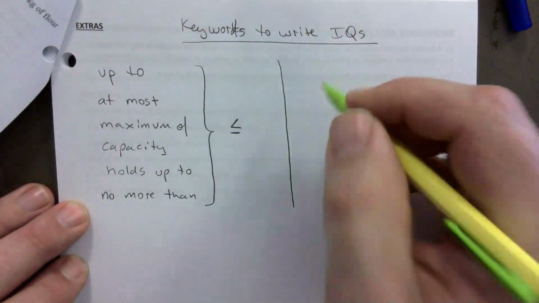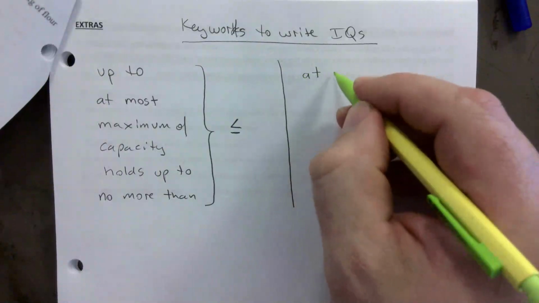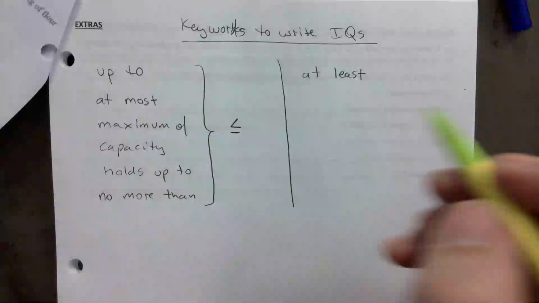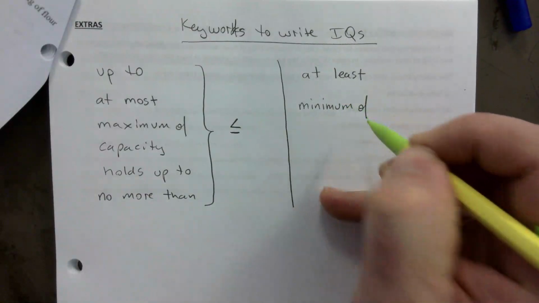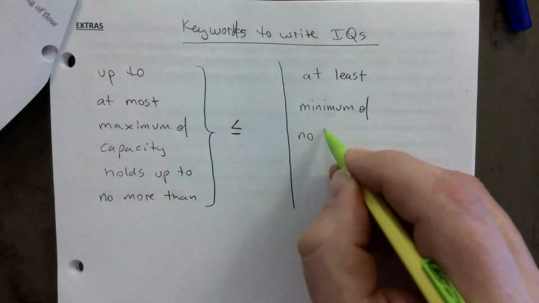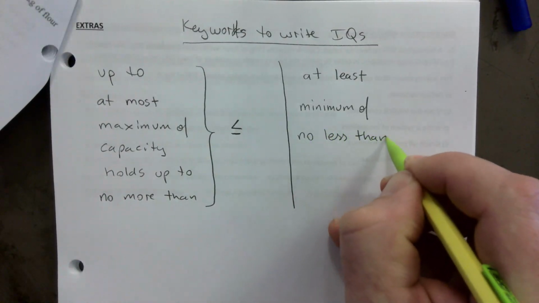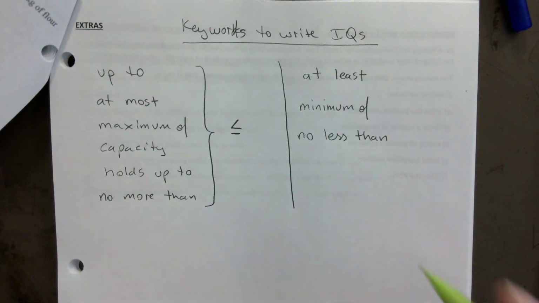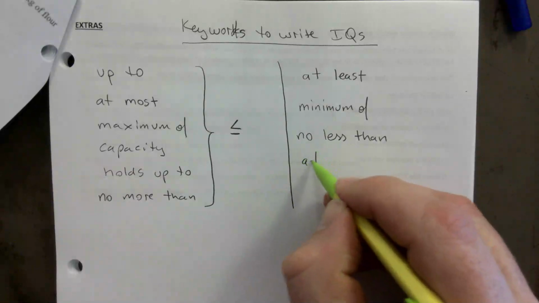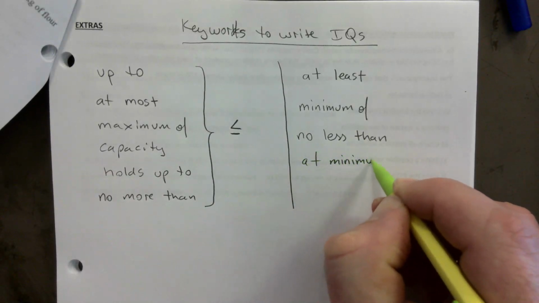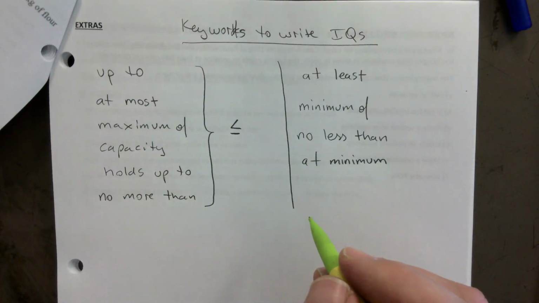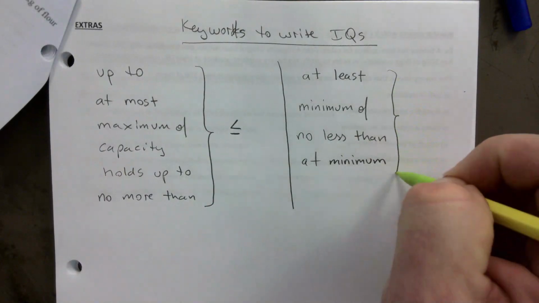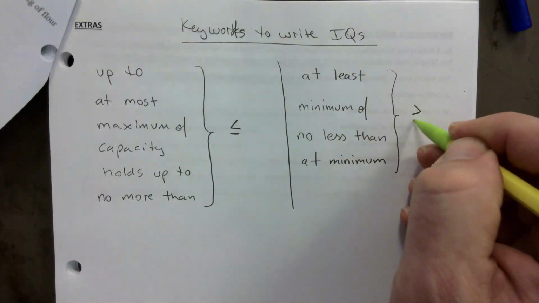Versus, on the other side, if you have at least, minimum of, no less than, at minimum, then you should be thinking of this symbol.